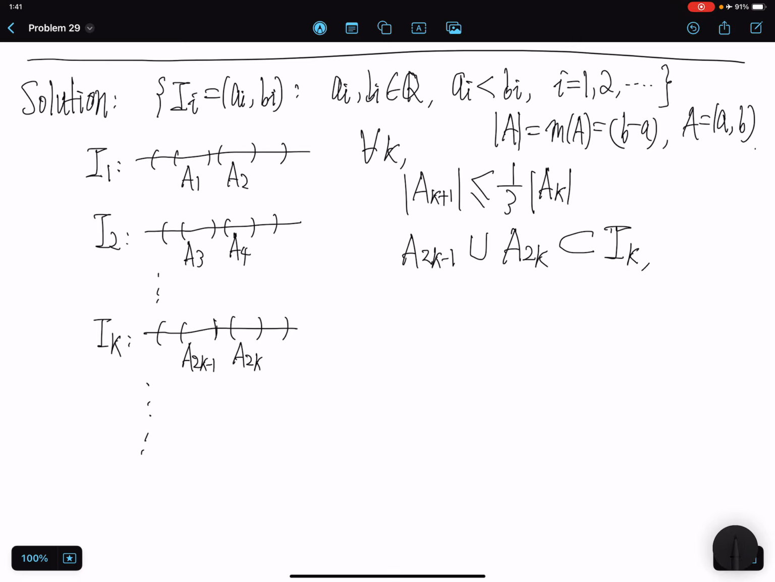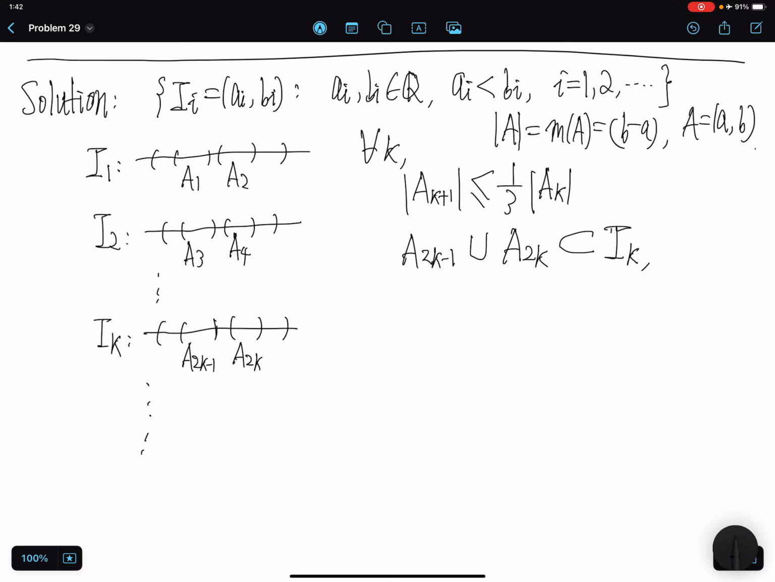This can be done because no matter how small the interval is, we can always make A sub i less than 1/3 of the previous one, and we can even make it as small as we like. And all we want is that for any I sub k, A sub 2k minus 1 union A sub 2k is contained in I sub k, right? They can overlap. They don't have to be disjoint, but we have these two conditions.